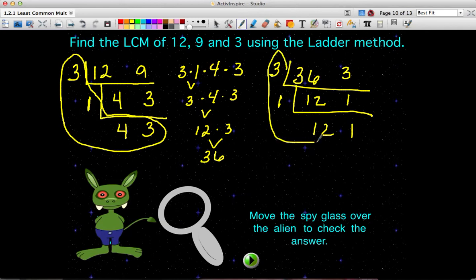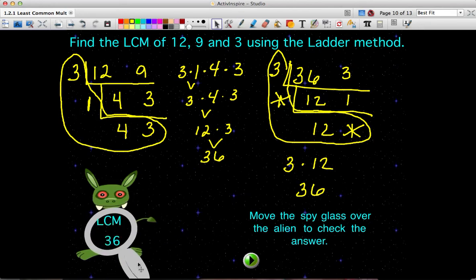We multiply all of the numbers inside here. And I'm just going to go ahead and say, okay, when I multiply by 1, it gives me the same number. So I'm just going to eliminate the 1s and just do 3 times 12. 3 times 12 gives me 36. So you should have come up with an answer of 36.